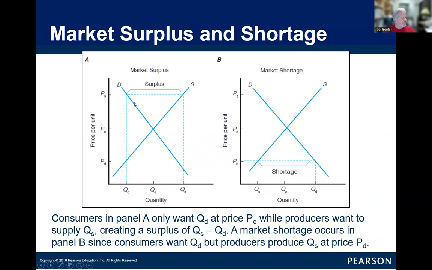So surplus, one way of thinking about it is going to be if we have a minimum wage, right? So the wages are higher than equilibrium, then there's going to be lots of people wanting to work and not as much demand for that labor, right? And so we end up with excess workers available, which we call unemployment at a macro level.